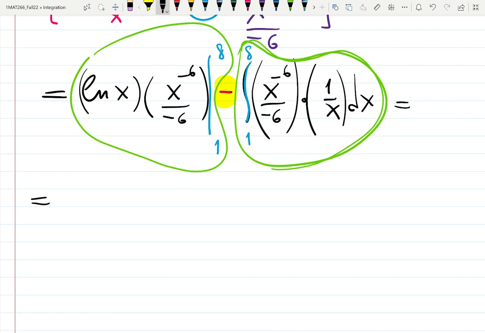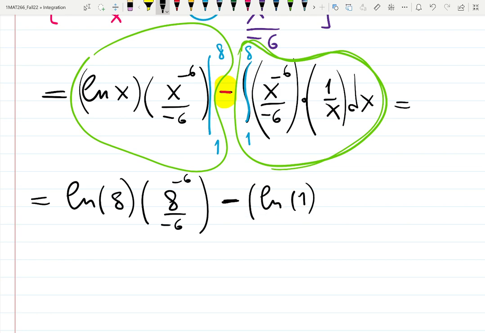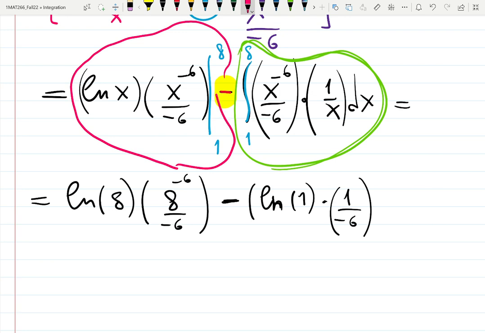I will plug 8 first. ln 8 to the minus 6 over minus 6, minus plugging 1. ln 1, which is what? 0. So the whole thing is 0 anyways. 1 over minus 6. This is plugging the top minus the bottom, I'll put it in the pink color. This is the first result of the first integral. Minus, that minus is part of the integration by parts formula.